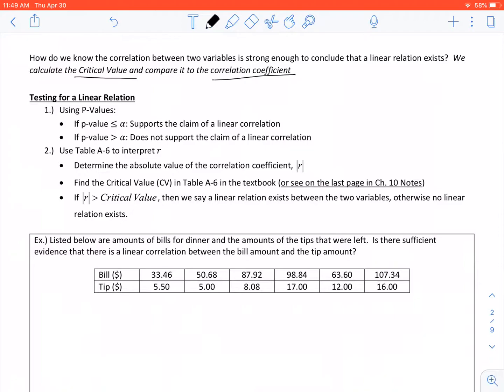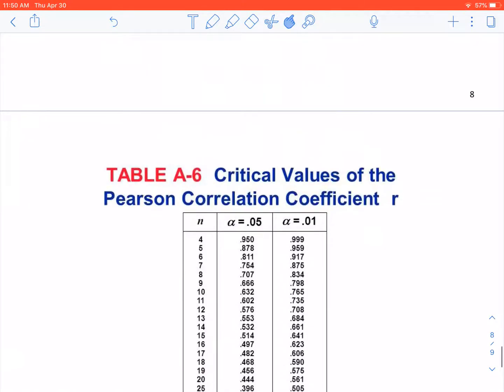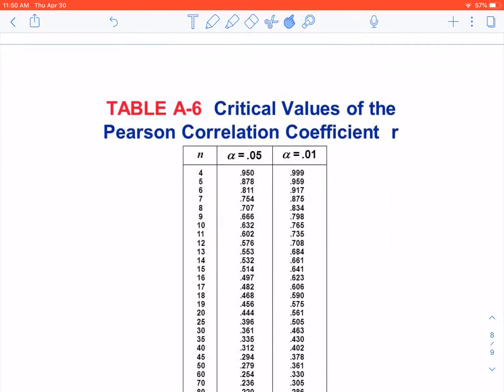So, testing for a linear relationship. We have two different ways of calculating these. The first one is going to be using your p-values. Your p-values, which we've done before: if it's less than or equal to alpha, that supports the claim of a linear correlation. And if it's greater than alpha, then it does not support the claim. We'll get more into this later, but give that a star. Use Table A6 to interpret your r values. Table A6 should be on the last page in your packet. And if you don't have it, you can easily look it up, and it's also in the textbook.